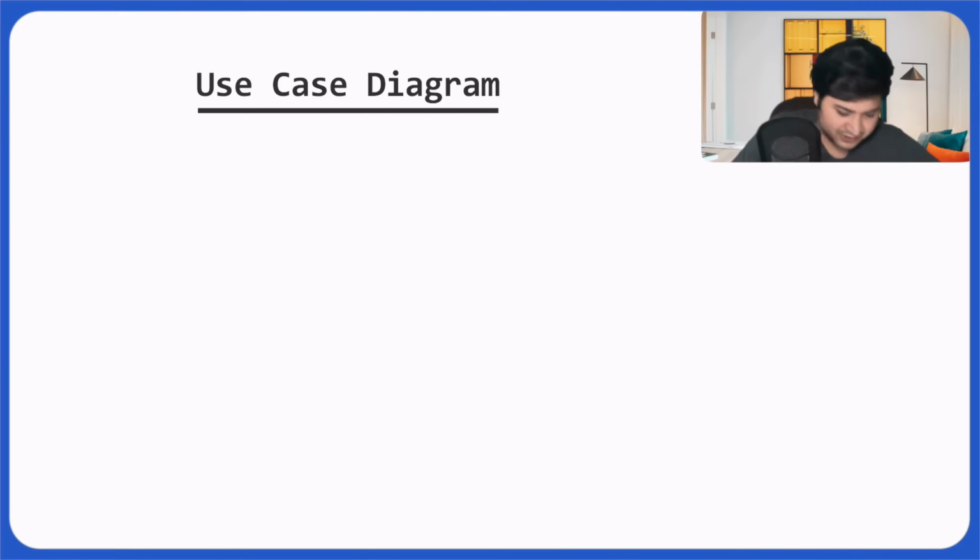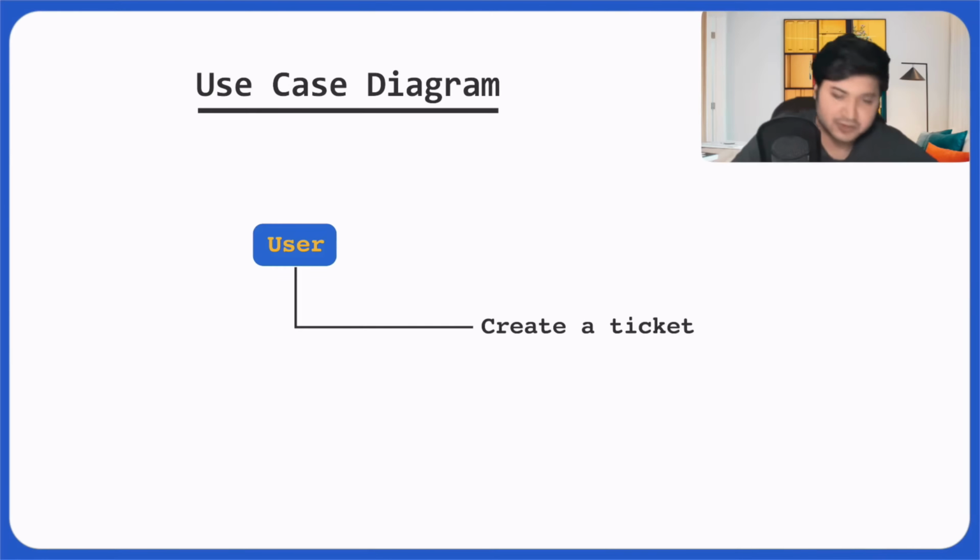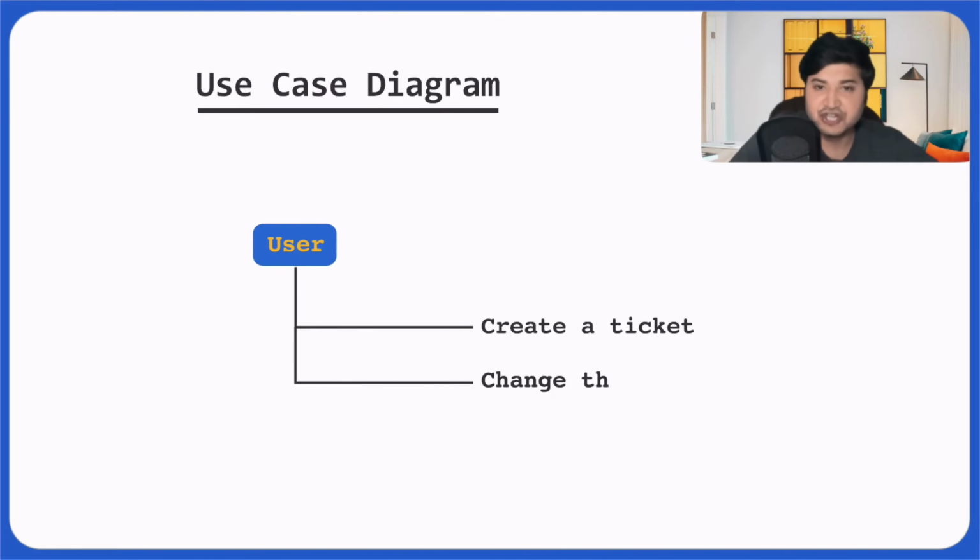So like we always do, let's move to the use case diagram. Now, if we have understood the question properly, we have one actor, which is the user. What a user can do is create a ticket. The other thing a user can do is change the state of the ticket. Using this, let's move to the class diagram.